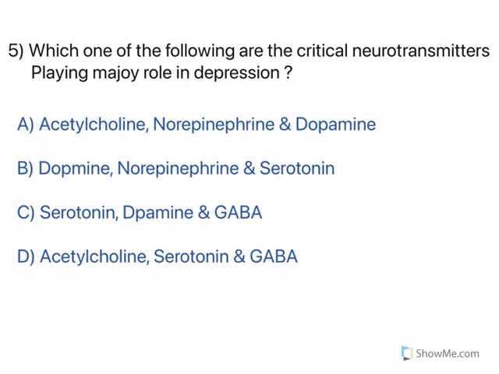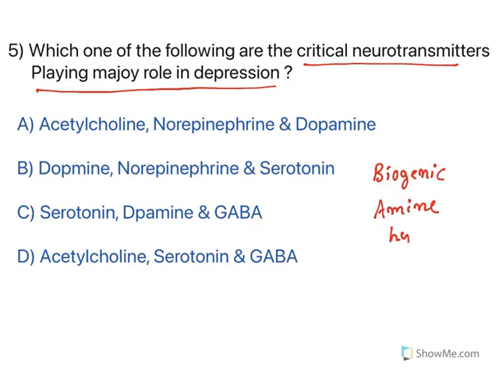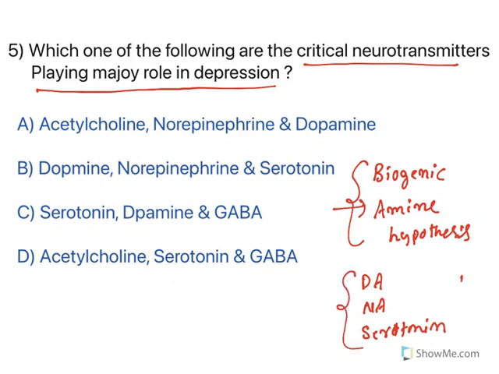Moving to the next one. Now, which of the following are critical neurotransmitters playing a major role in depression? Now, there is a hypothesis called the biogenic amine hypothesis. According to the biogenic amine hypothesis, depression is caused by deficiency of certain amine neurotransmitters like dopamine, norepinephrine and serotonin. So these are amine neurotransmitters, and decreased levels of these amines are what cause depression, and that is what is given by the biogenic amine hypothesis. So which neurotransmitters play a major role? Dopamine, norepinephrine and serotonin. Option B.